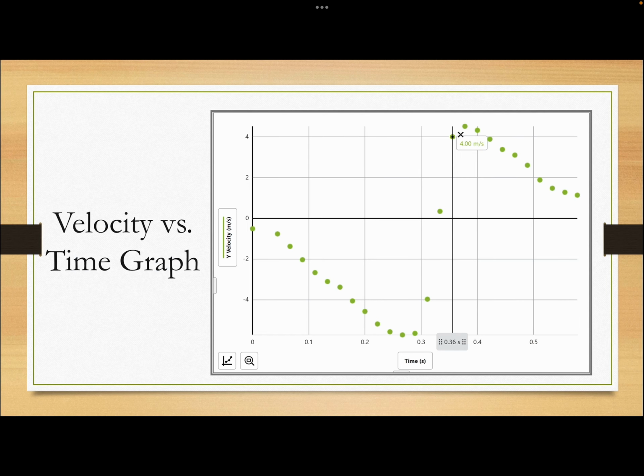From the video, we used graphical analysis and we were able to find the velocity versus time graph. As you can see, as marked on the graph, the velocity right after the bounce is 4.00 meters per second. So this is what we're going to use for the kinetic energy equation.